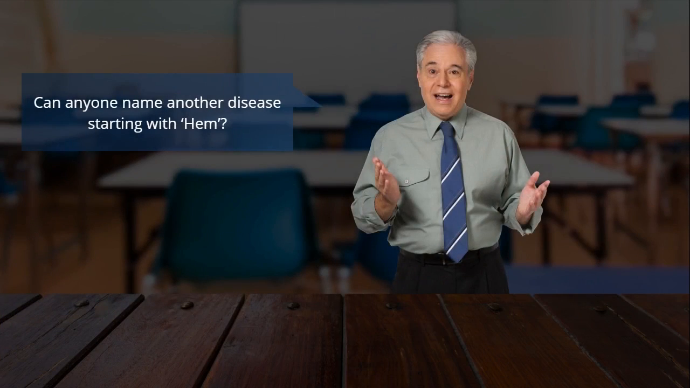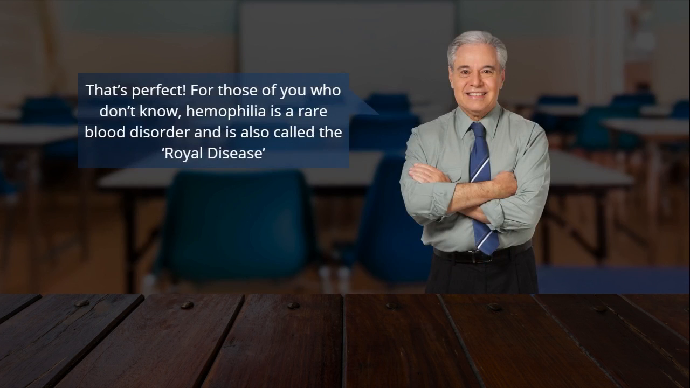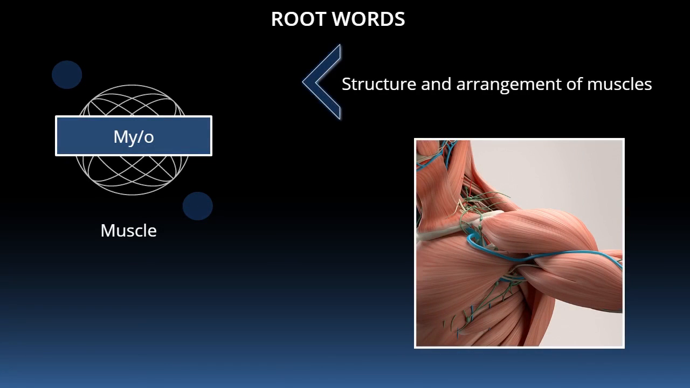Can anyone name another disease starting with hem? Hemophilia? That's perfect. For those of you who don't know, hemophilia is a rare blood disorder and is also called the royal disease. Myo is the root word for muscle. Hence, the study of the structure and arrangement of muscles is called myology.